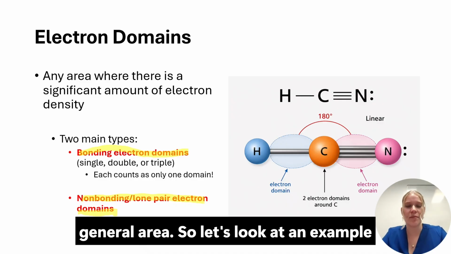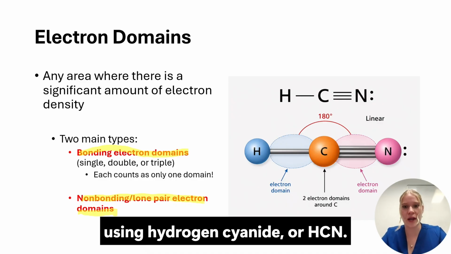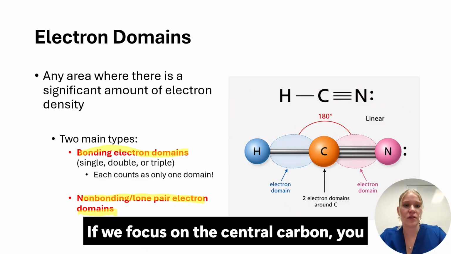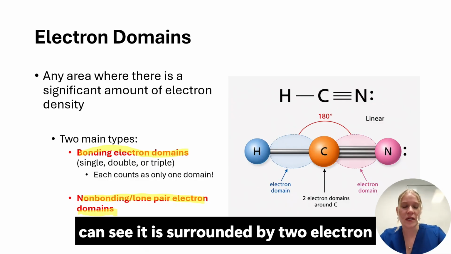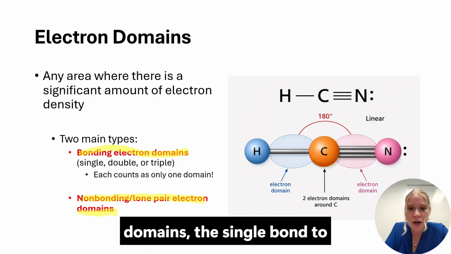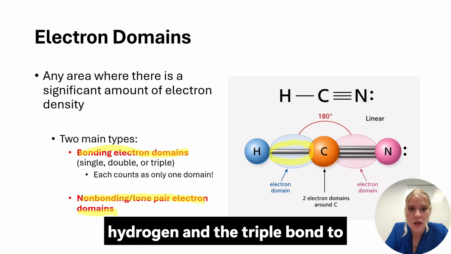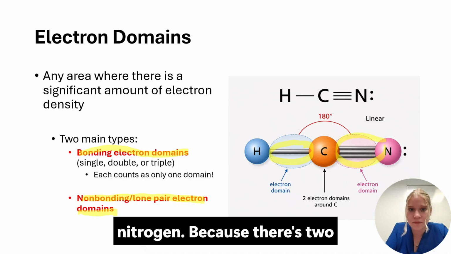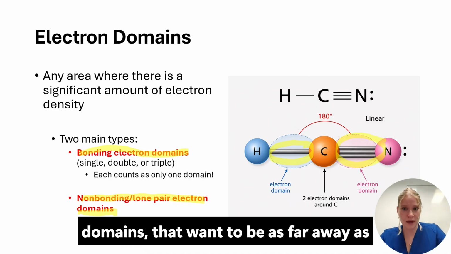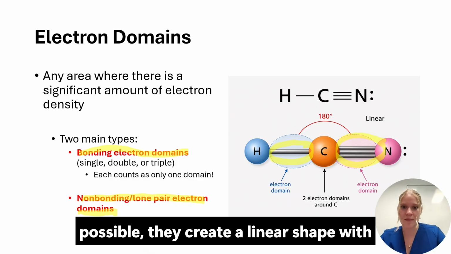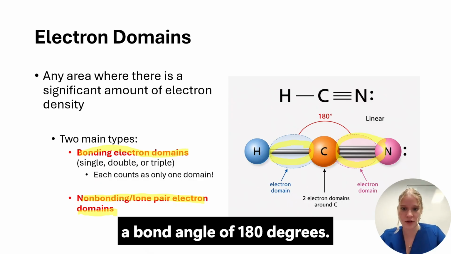So let's look at an example using hydrogen cyanide, or HCN. If we focus on the central carbon, you can see it is surrounded by two electron domains: the single bond to hydrogen and the triple bond to nitrogen. Because there's two domains that want to be as far away as possible, they create a linear shape with a bond angle of 180 degrees.